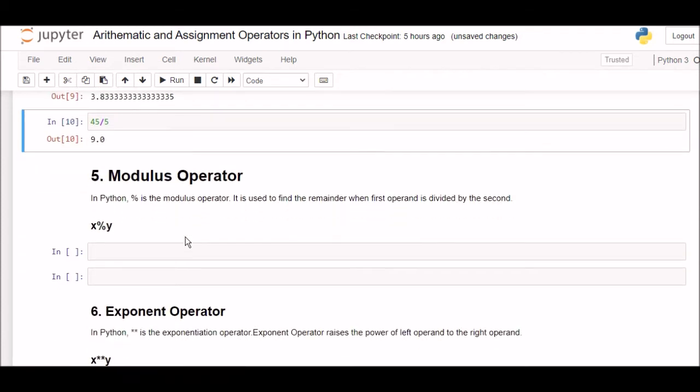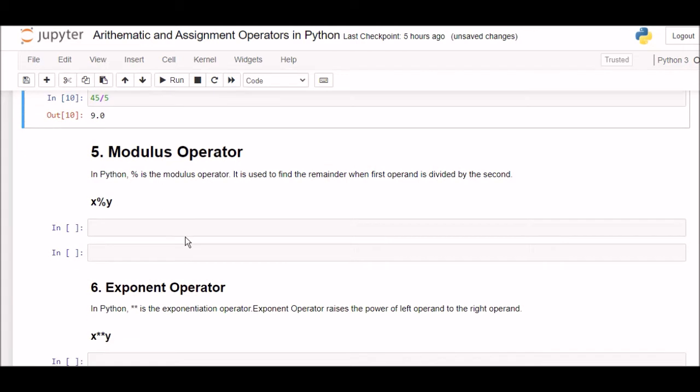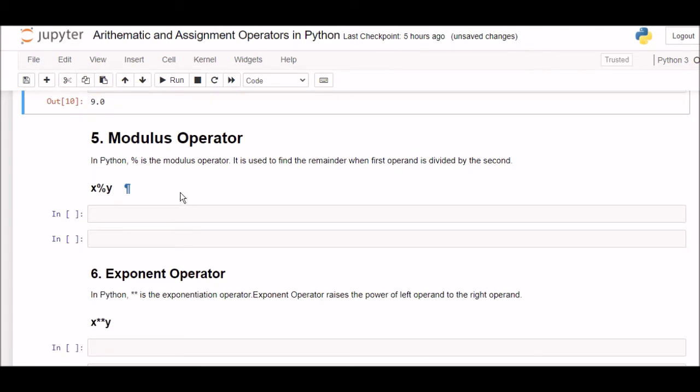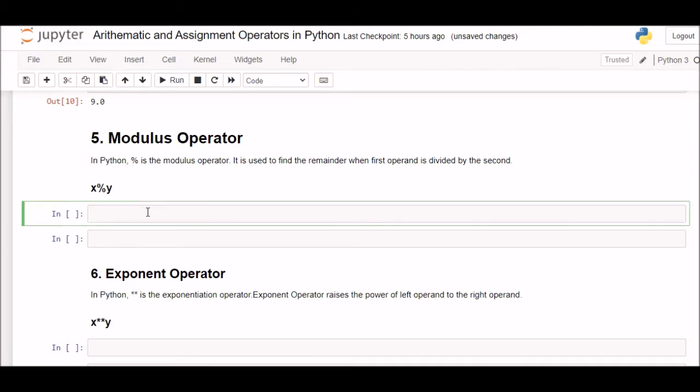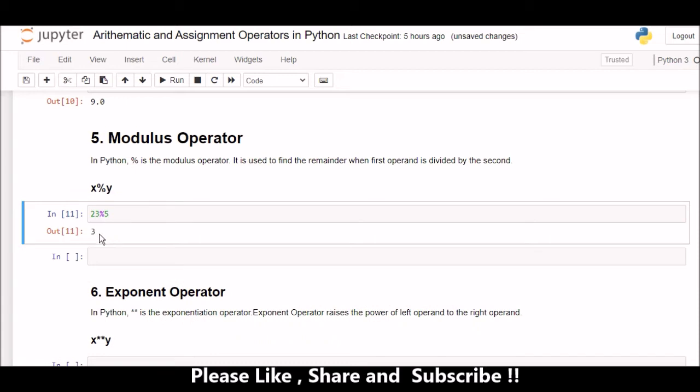Okay, now another one, the modulus operator. In Python, the modulus operator is used to find the remainder when the first operand is divided by the second. For example, 23 and percent sign 5. Let's run the code. It returns 3. Okay, here 3 is the remainder value when the first operand is divided by the second. The first operand here is 23 and the second operand is 5.